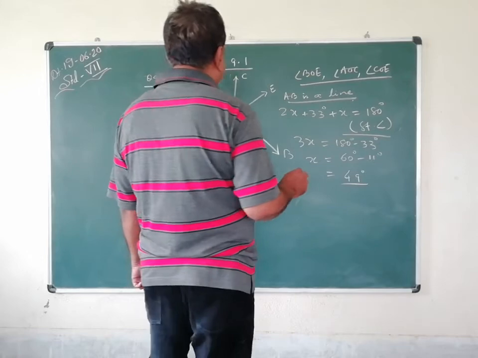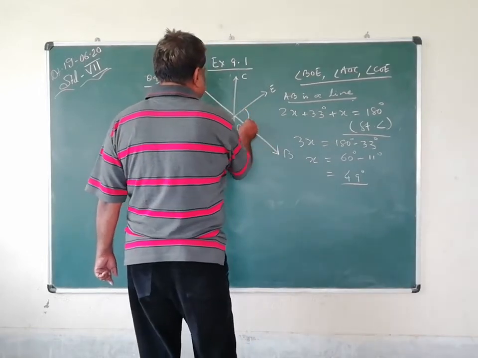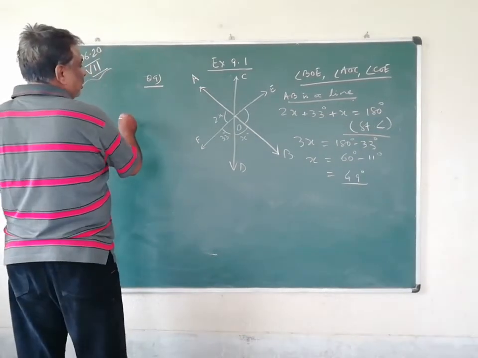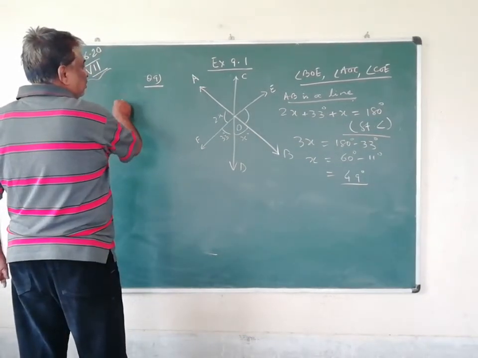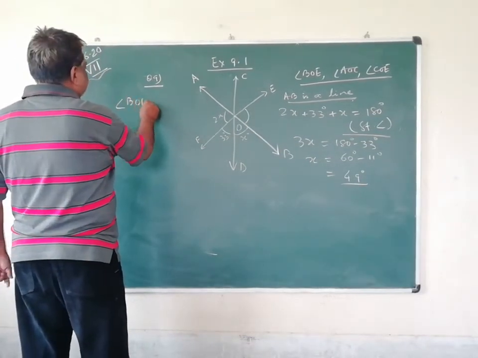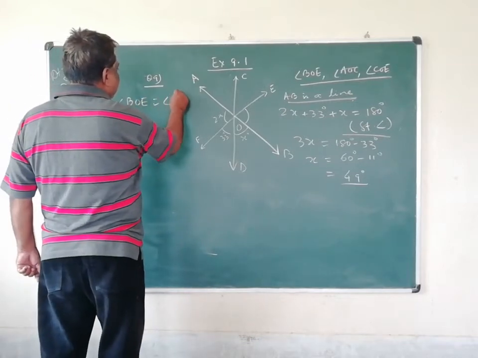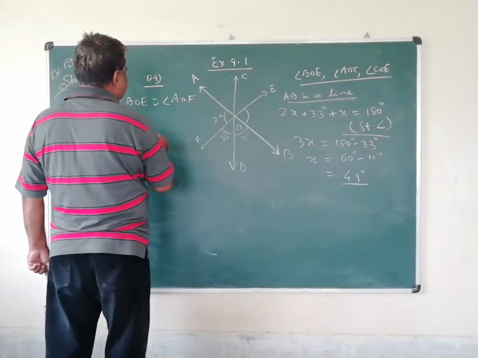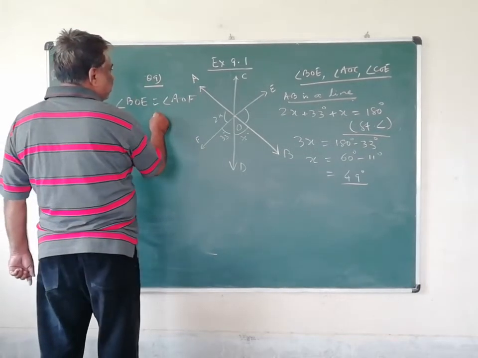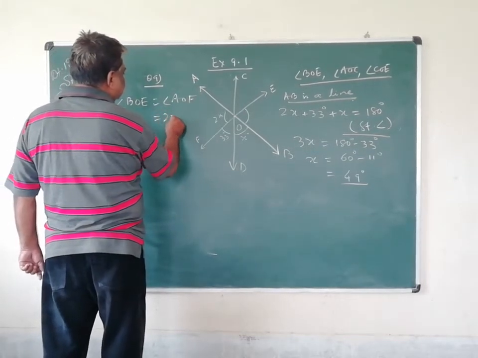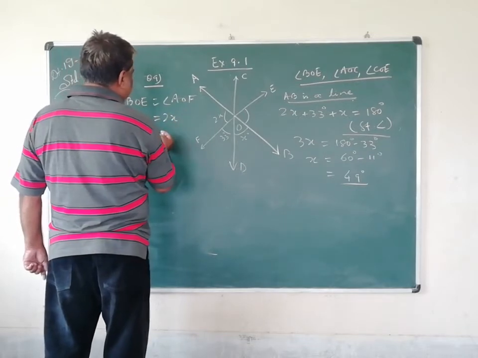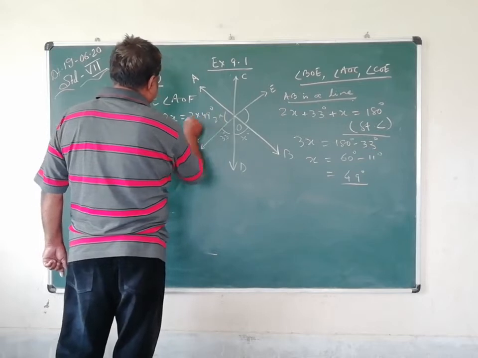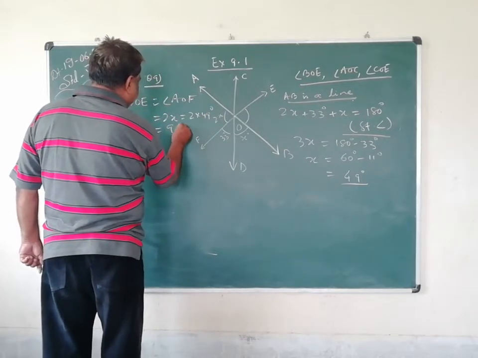Now first one is BOE. BOE is this angle. Angle BOE is equal to angle AOF, that is vertically opposite angle. Angle AOF is equal to how much? 2x, 2 into 49 degree, that is equal to 98 degree.